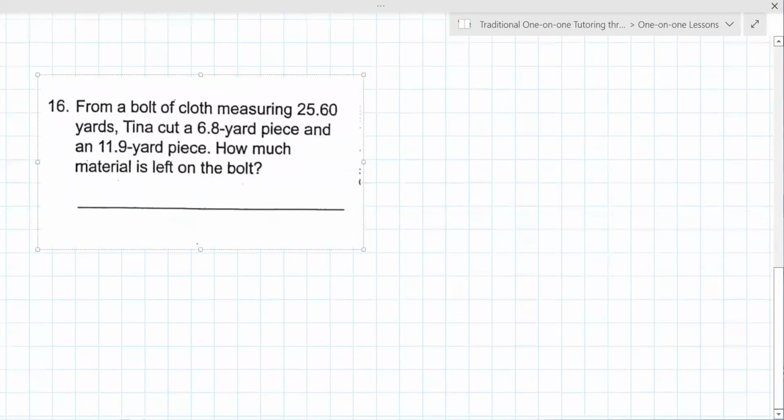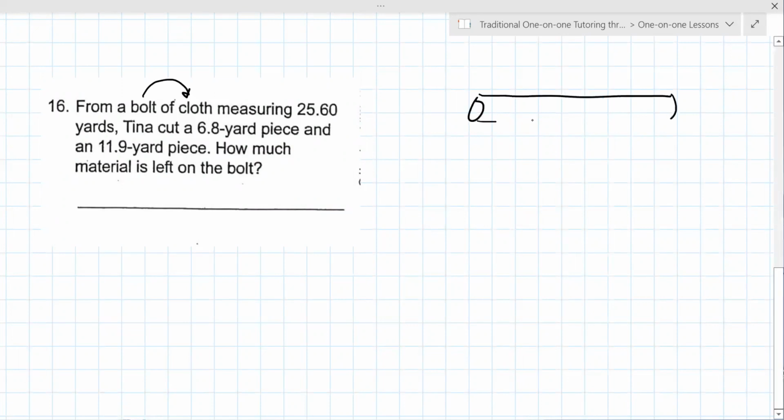So it says from a bolt of cloth measuring 25.6 yards. I actually don't know what a bolt of cloth is. Maybe ask your mom. That's kind of an old way of speaking. Tina cut a 6.8 yard piece and an 11.9 yard piece. How much material is left on the bolt? Maybe what this is referring to, I don't know if you've ever been to Walmart, they have the cloth there. I really have no idea. But it's kind of the same deal.